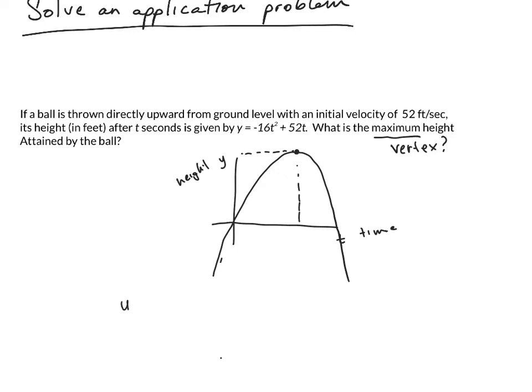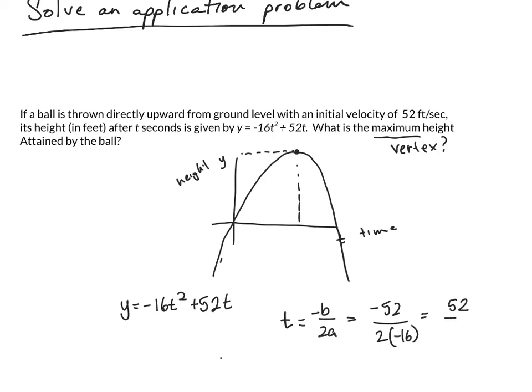And so we have our function y equals negative 16t squared plus 52t. We can use the vertex formula, which is usually x equals the opposite of b over 2a, but our x variable has been replaced with a t variable. So I'm going to say that t equals the opposite of b over 2a, where b is 52, so negative 52 over 2 times negative 16. So this is 52 divided by 32.